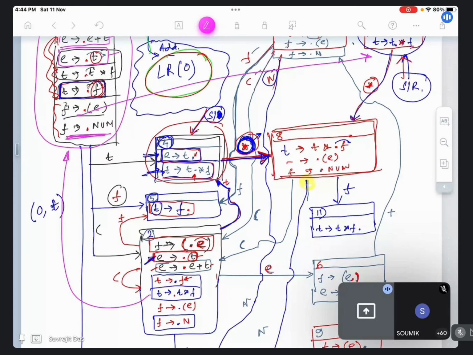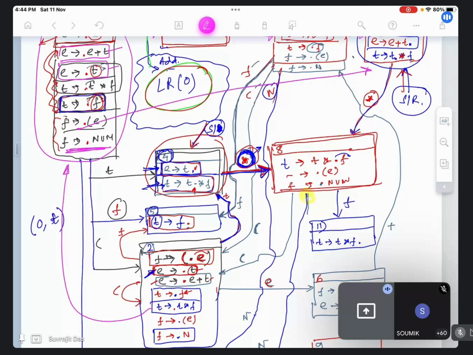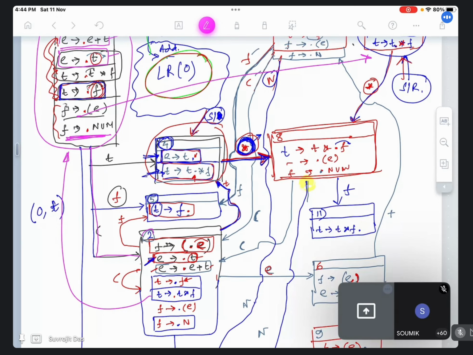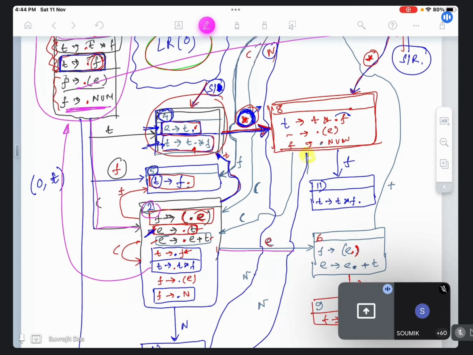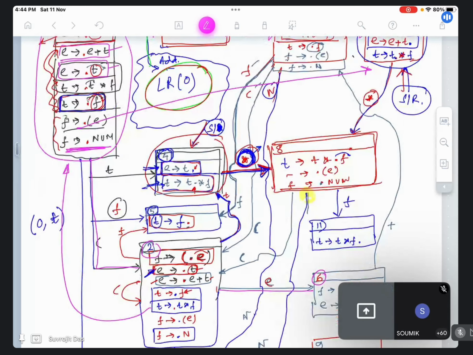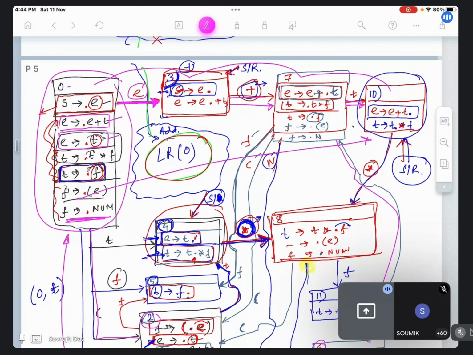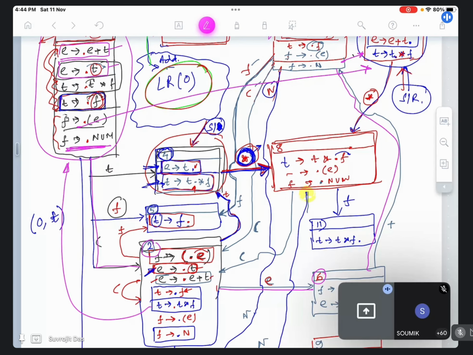Your string doesn't start with a number, rather it starts with a bracket. So from state number 0, you go to state number 2. And then from state number 2, you go to state number 6. Then from state number 6, you go to state number 7. And then from state number 7, you go to state number 10. So let me draw this.